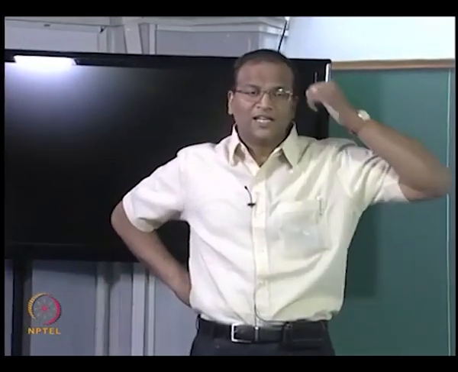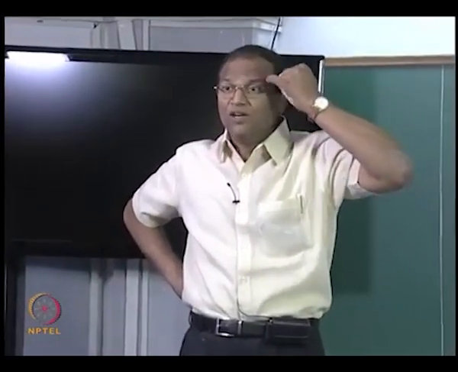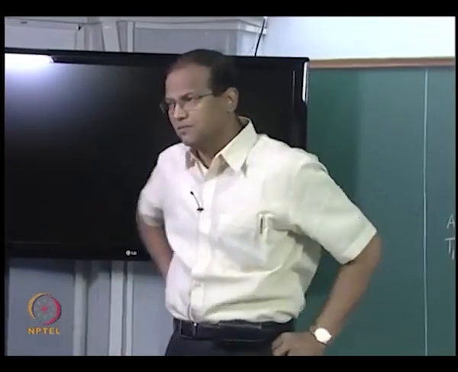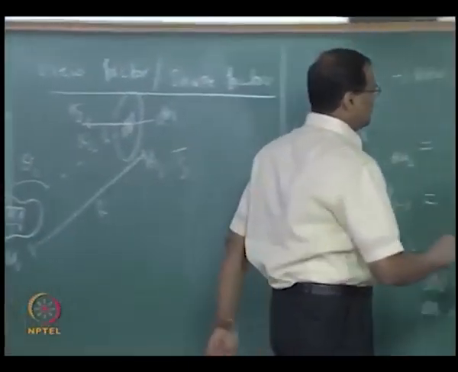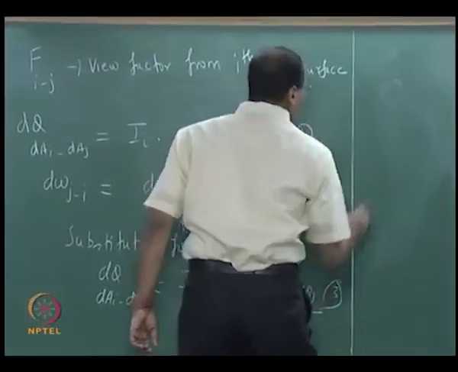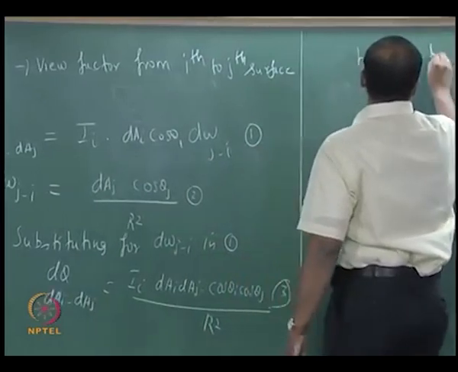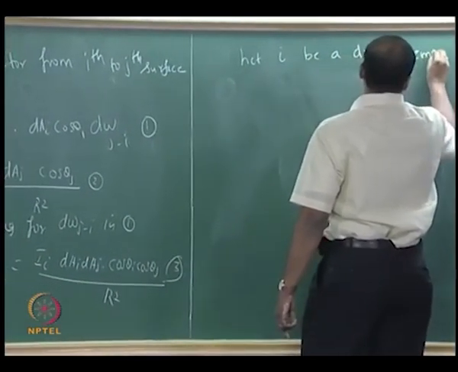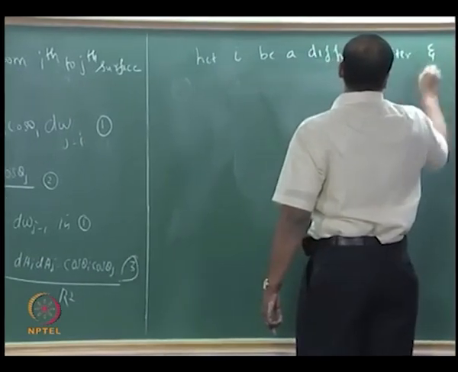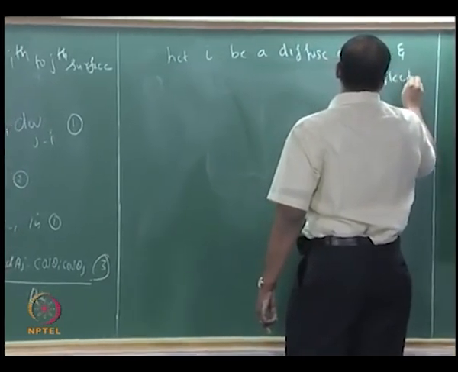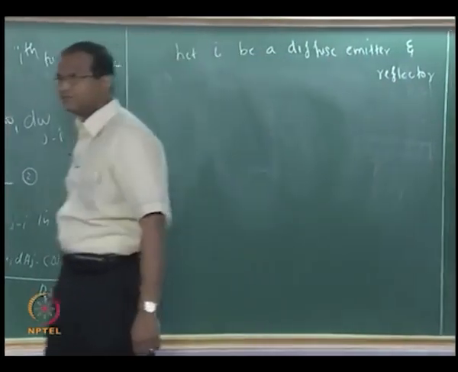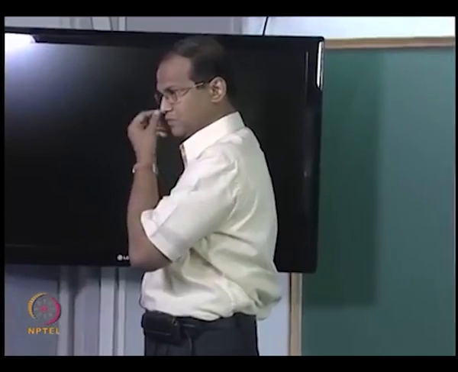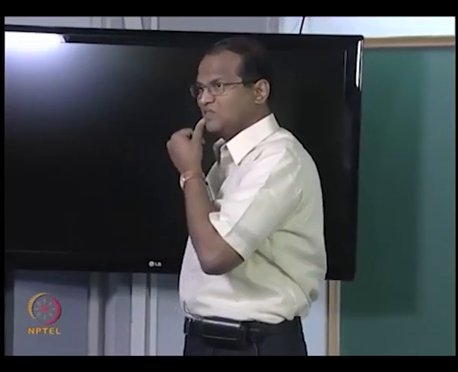Now we consider i to be a diffuse emitter and diffuse reflector, that means it does not have a directional preference. Suppose, so put it as 3.